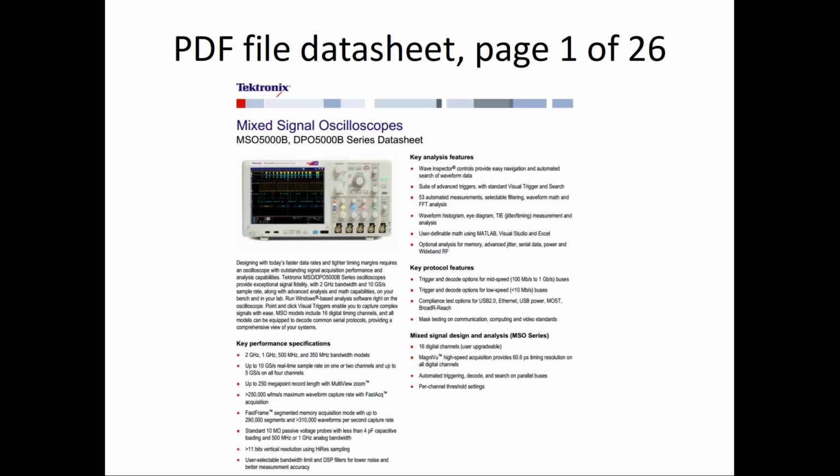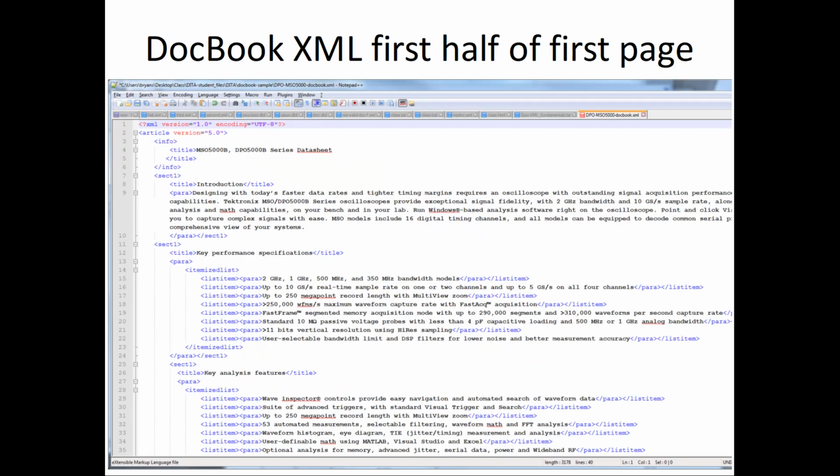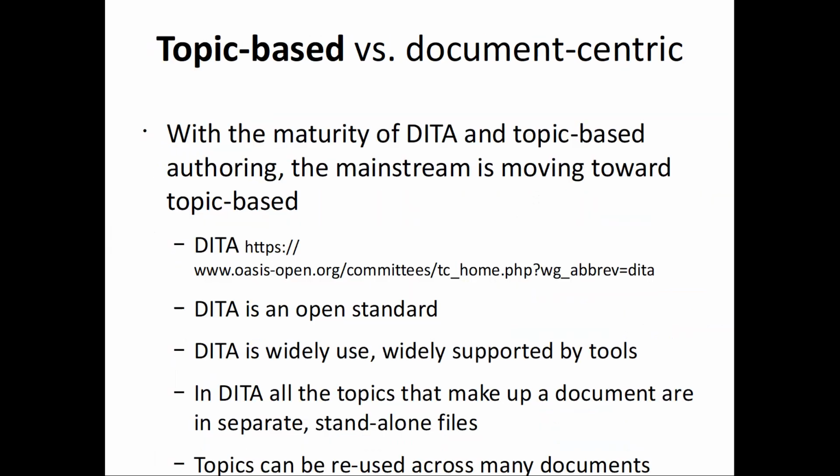So here's a PDF file. We're looking at page 1 of 26. In DocBook, all of these topics would be, as I said, in one XML file, one big XML file. This is called the document-centric approach. And I'm going to contrast it with topic-based authoring. With the maturity of DITA and topic-based authoring, the mainstream is moving toward topic-based.